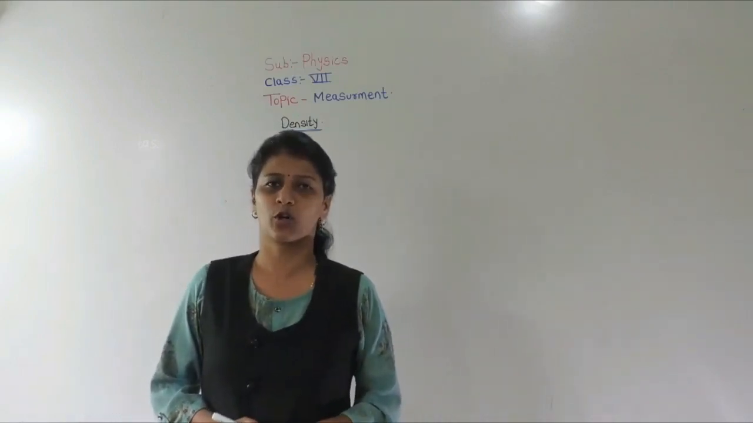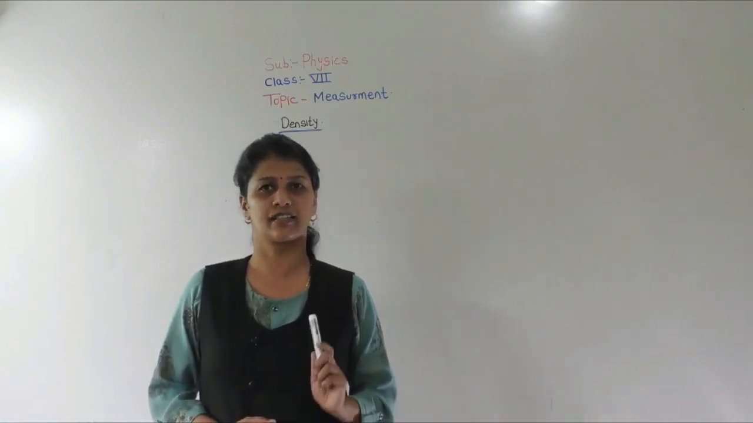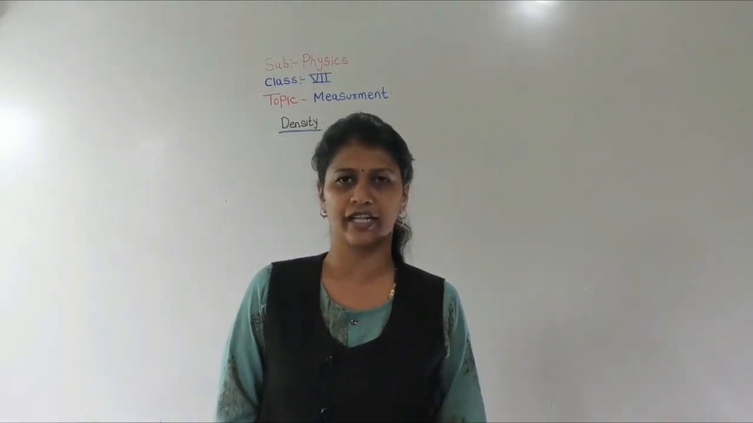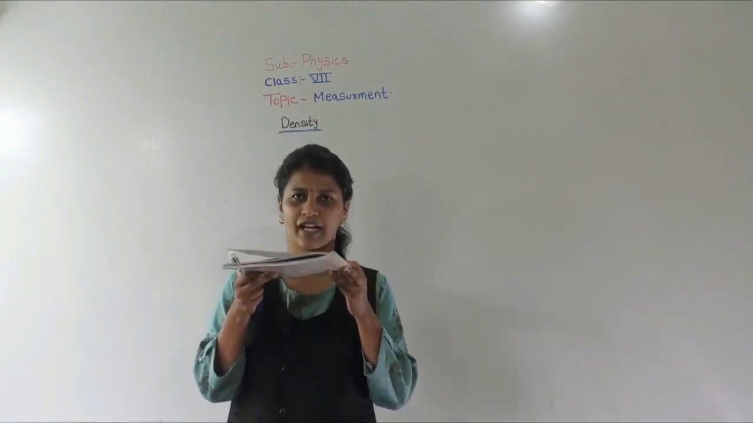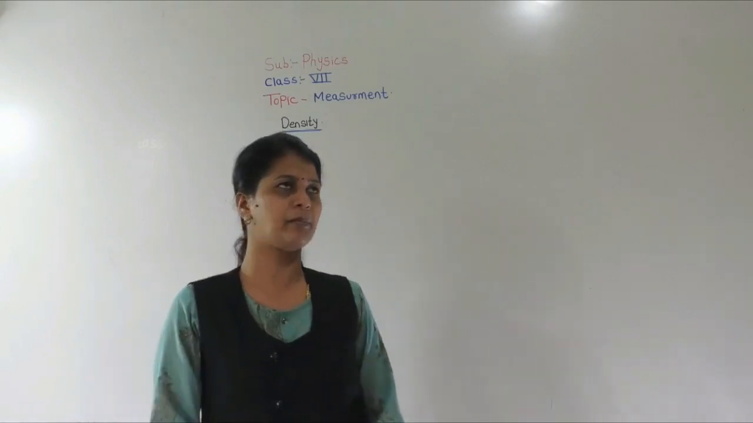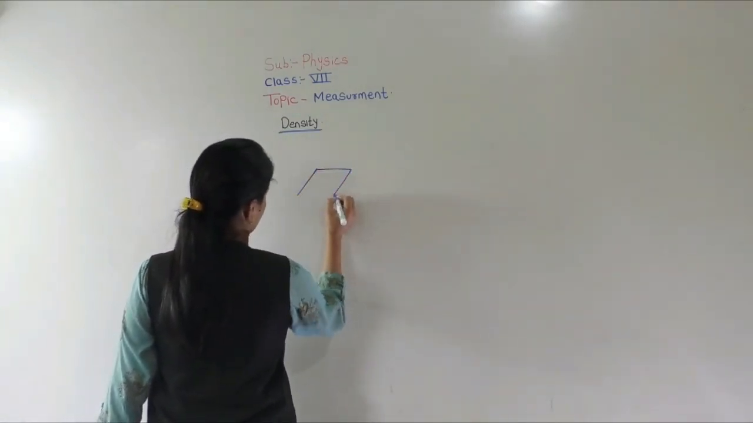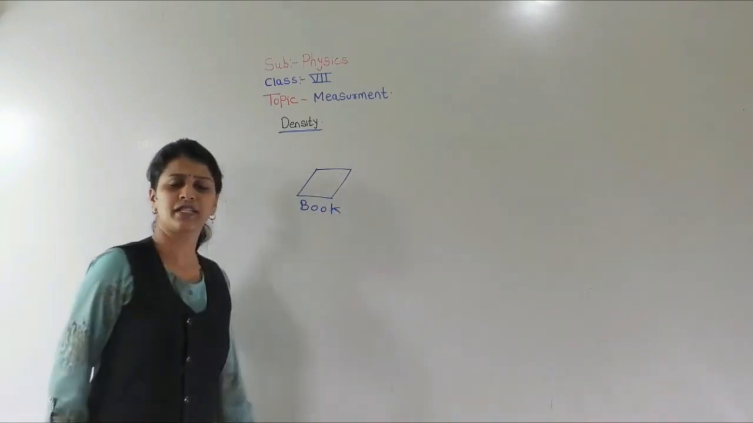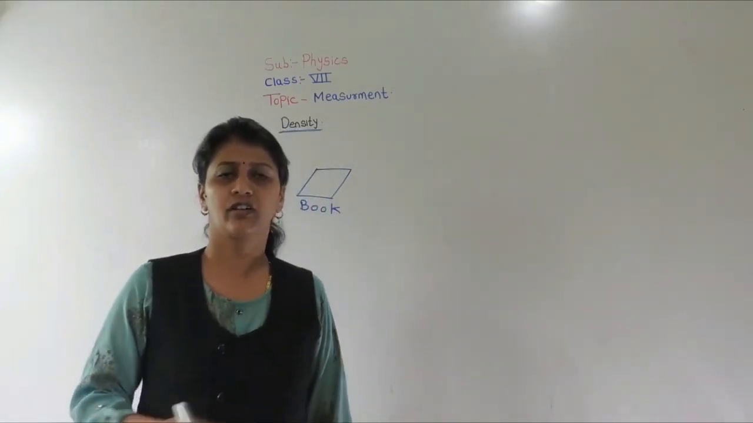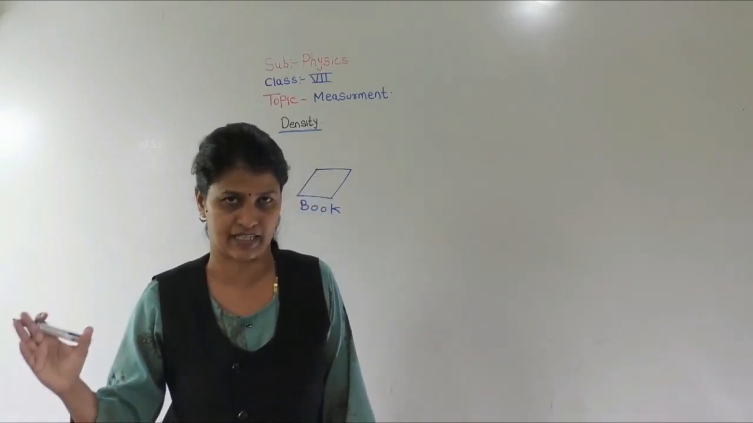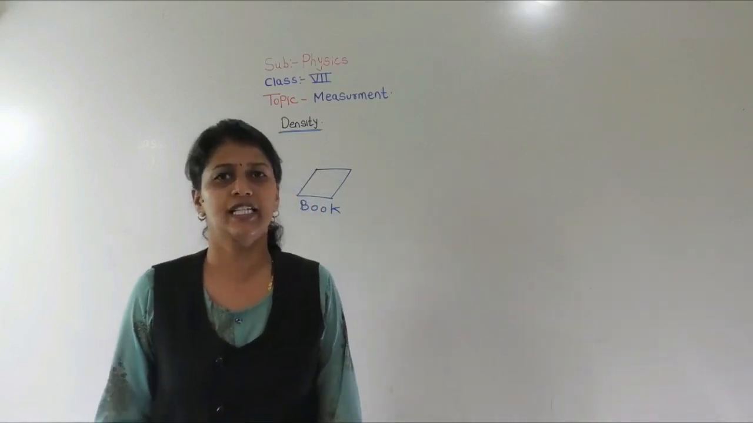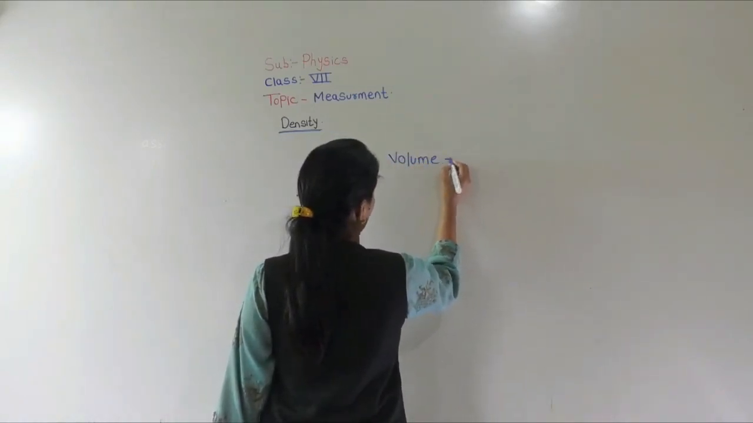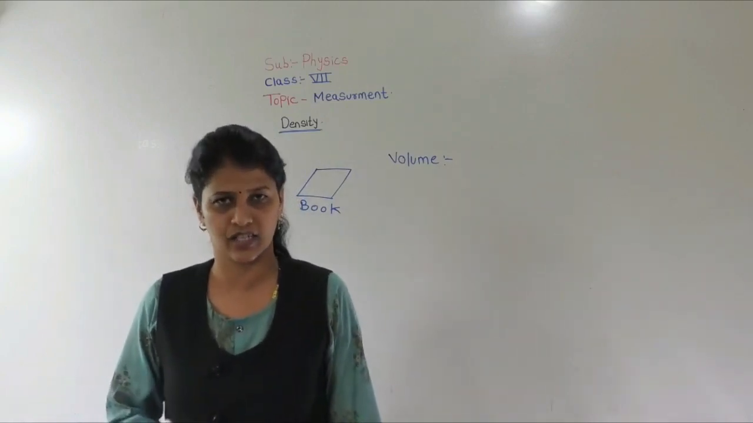Today we are going to start with one more quantity, that is density. So you have learned about volume. What is meant by volume? Before that, I would like to tell you, see, this is a book. This book occupies some space. Not only the book, but every object around us occupies some space. That quantity is called volume. The space occupied by an object is called volume.